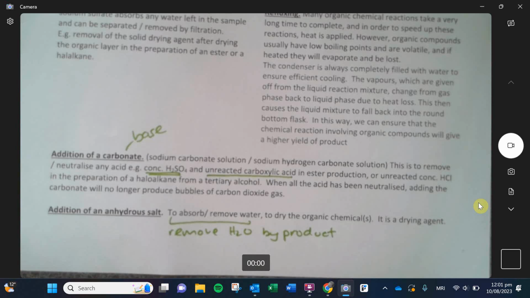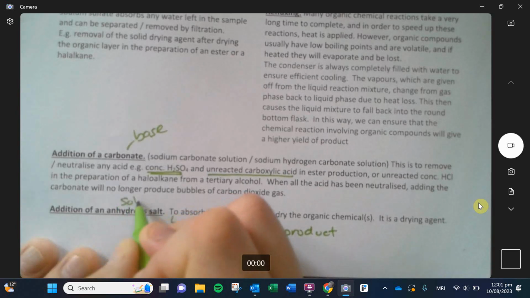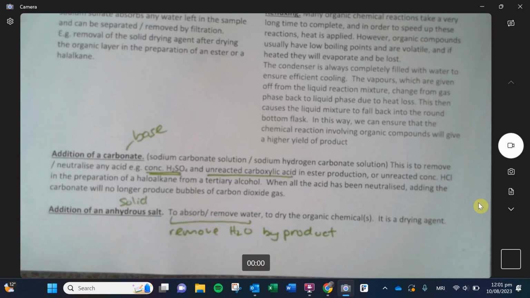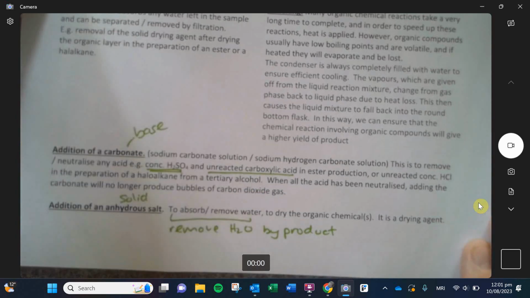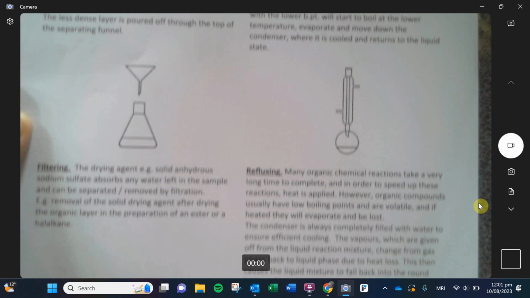So it's just a way for us to kind of get rid of it. Now we have to remember that this anhydrous salt is a solid. So if I want to purify something and get rid of a solid, we then start thinking about the equipment up here.